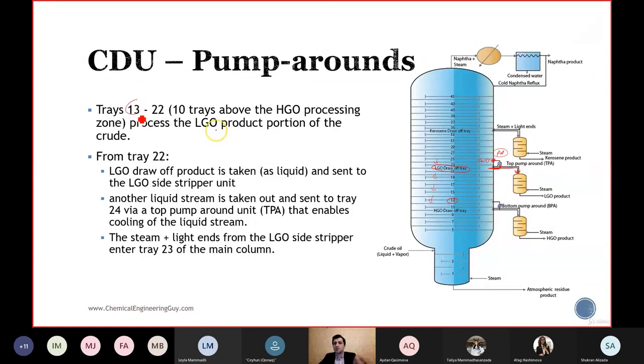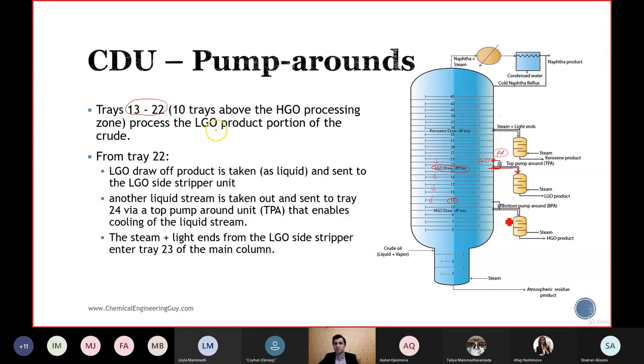And it applies the same for others. We have no pump around here because we save less energy than we gain. We use more energy for the pump around, but it does not affect more. However, we have a pump around here. Again, we control the temperature of these trays with this pump around.